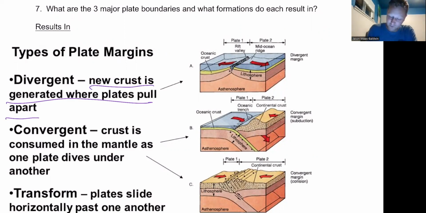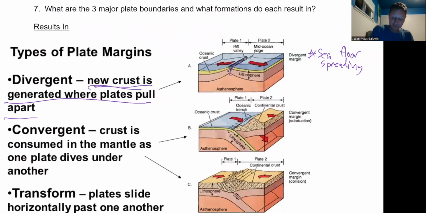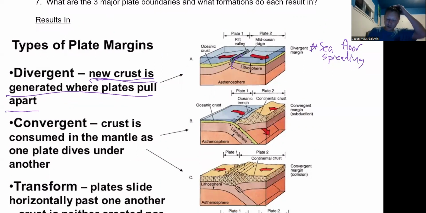New crust is formed. This is where, if it's under the seafloor, spreading happens. Magma leaks through. It doesn't form a gigantic volcano, but it just slowly leaks through and forms a type of rock called basalt, and that forms new crust. If it happens on land, then it forms more like a gap in the land, but not so much a trench.